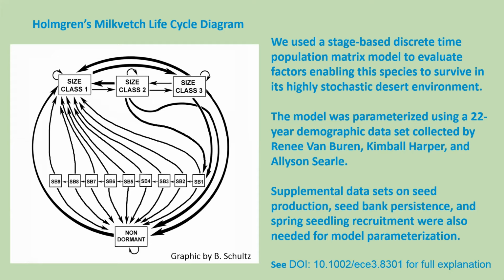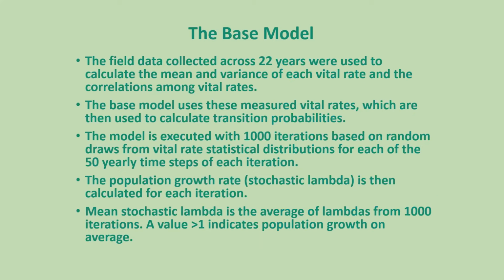The arrows are the transitions that connect the stages, and each arrow represents 1 year of time. The arrows are the transitions, and they are made up of vital rates. For instance, the transition from a small plant to a medium plant is made up of what's the fraction of small plants that survive times the fraction of the surviving plants that became medium plants. So survival is a vital rate. Transition to a different size class is a vital rate. And we use the demographic data across 22 years to calculate the means and the variances of each vital rate, and also the correlations among them.